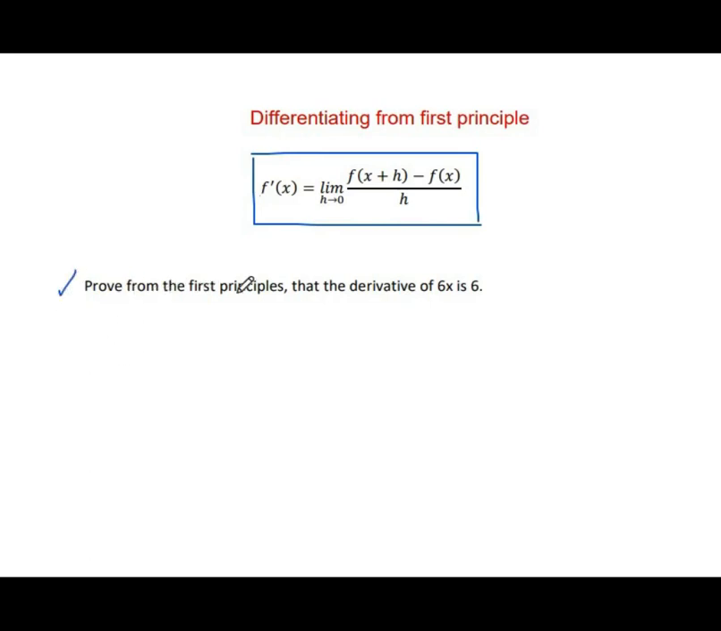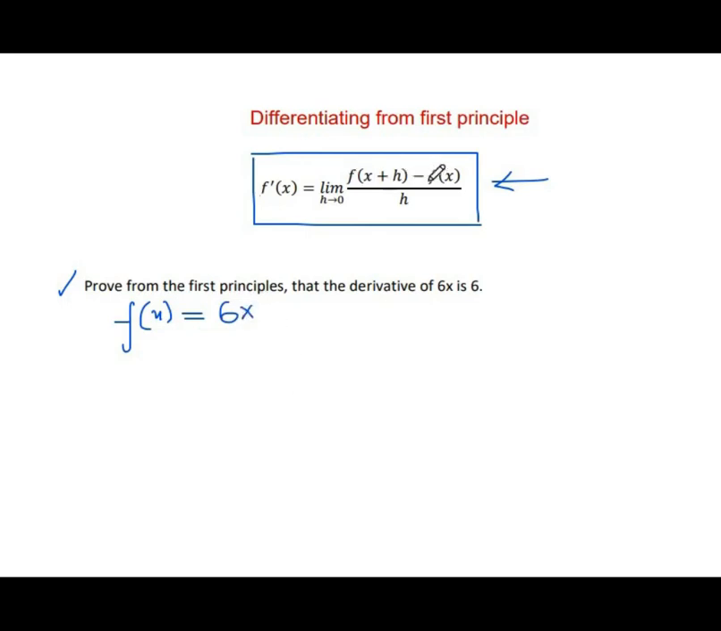Prove from the first principles that the derivative of 6x is 6. So we have to prove that when we differentiate 6x, we are going to get 6, and we have to prove that using the first principle, this formula. Now what we are going to do is, we are going to take f of x is equal to 6x. This is the first thing we need to do.